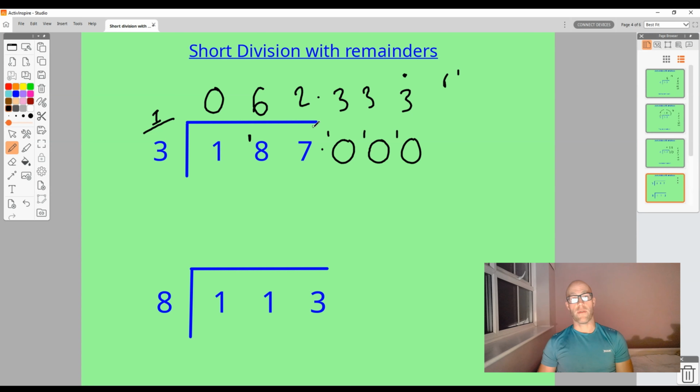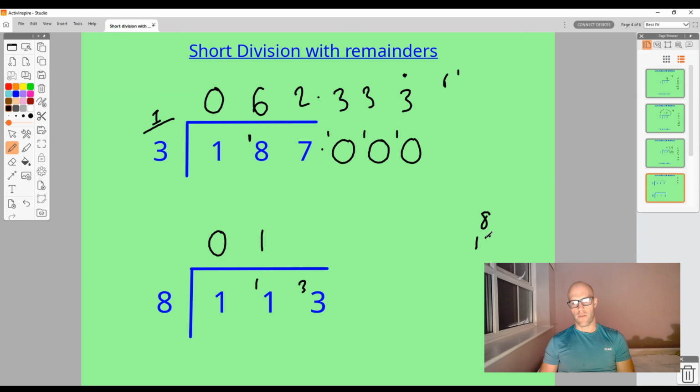As an example, sometimes the pattern does just carry on and you need to know when to stop. Some of them, it will carry on a little while, but it will resolve itself in a few decimals. So have a look at this example down here. 113 divided by 8. 8 does not fit into 1. Exchange the 1 over to make it 11. How many times does 8 fit into 11? Once, with 3 left over.